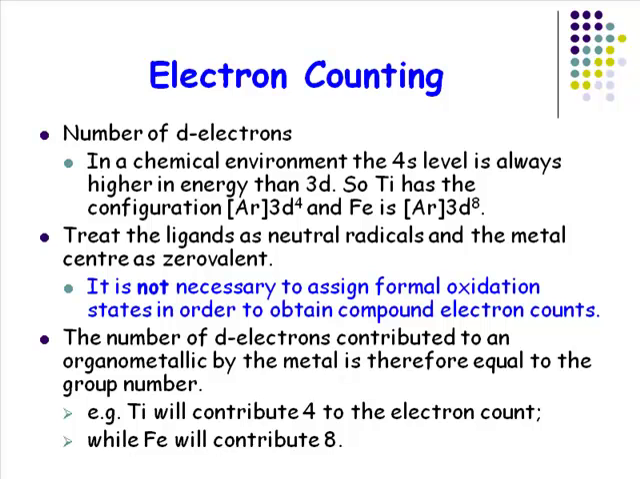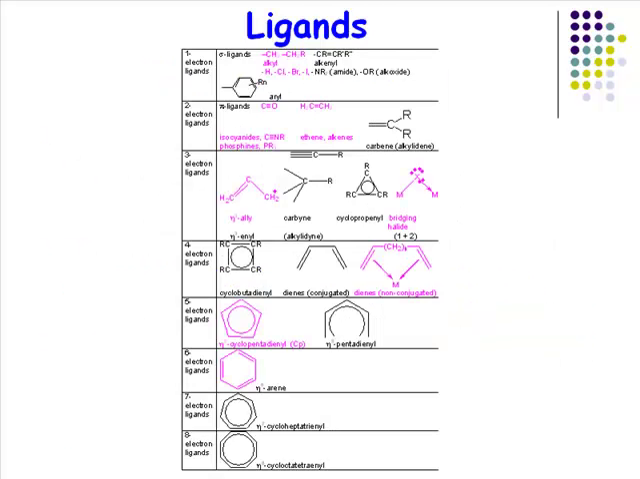So what we need to do essentially is to recognise that the number of d electrons contributed by the metal in an organometallic is equal to the group number. It really is just that simple. And then of course we have to consider the ligands. Now this is a fairly imposing looking table to throw in this early in the course. What you have here is a summary of all the material we're going to be looking at in the next 7 lectures or so.